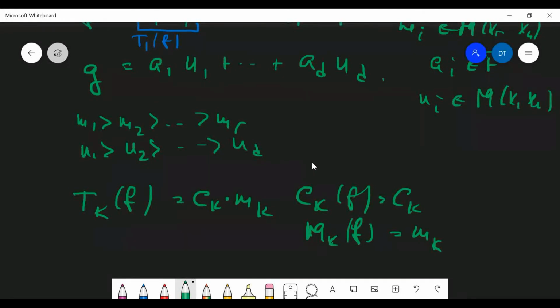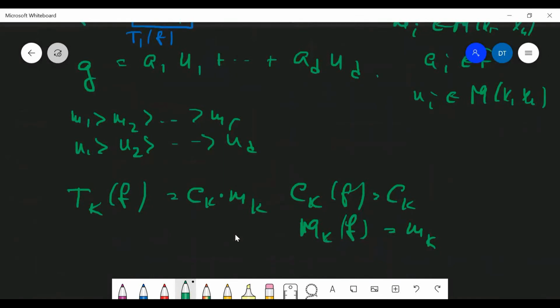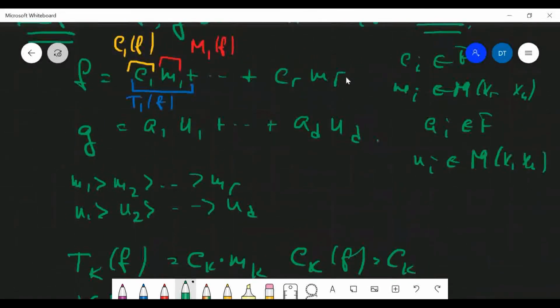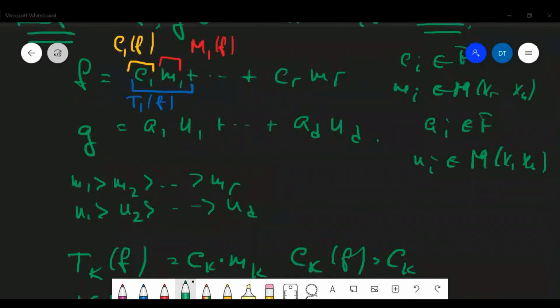These are the components, and the definition works only if k is between 1 and r. So I cannot define the term Tk of f for k greater than r because I do not have summands greater than r.